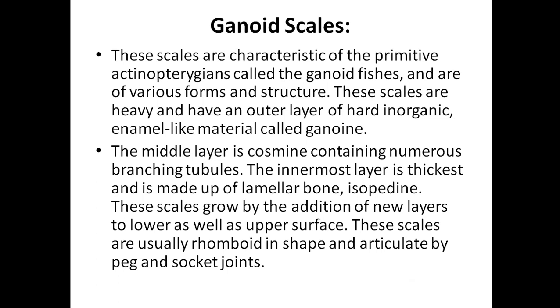Then come the ganoid scales. These are the characteristic feature of primitive actinopterygians. That's why the actinopterygian group of fishes is called ganoid fishes, because these ganoid scales are of various forms and structure.